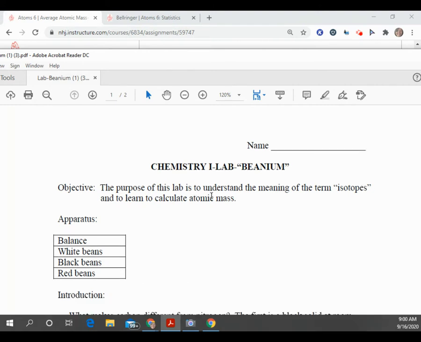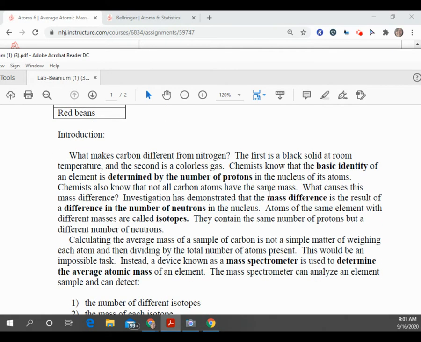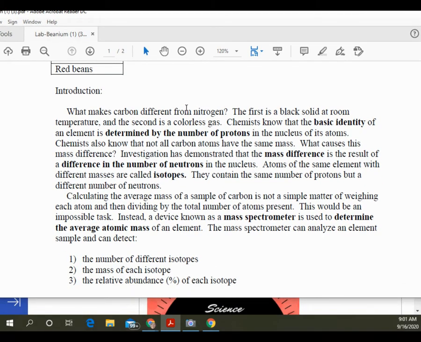It says, the purpose of this lab is to understand the meaning of the term isotopes and to learn to calculate atomic mass. So we talked about isotopes the other day. Isotopes are when atoms of the same element have different numbers of neutrons, so they have a different mass. So I would like for you to take a moment and read these two paragraphs to yourself. You can hit pause on the video to do that.